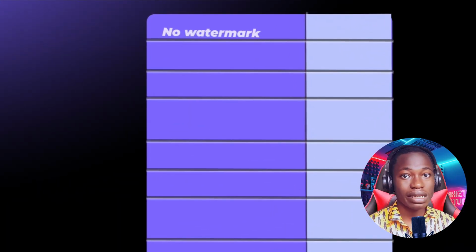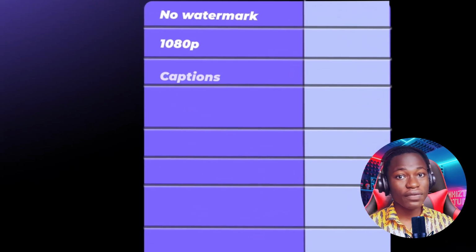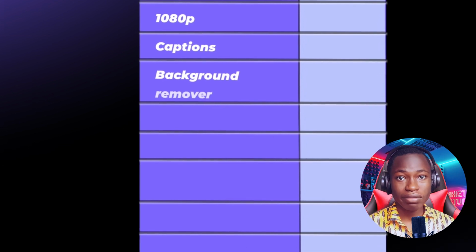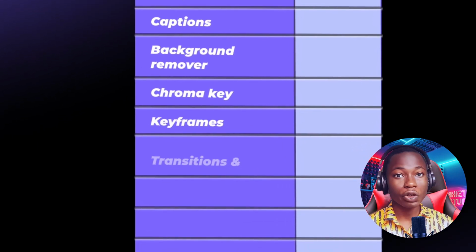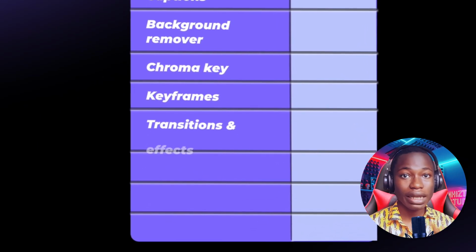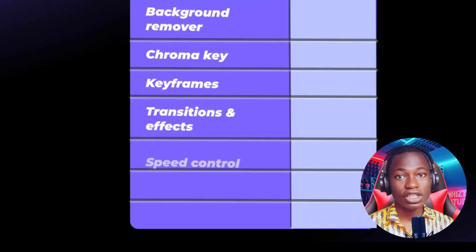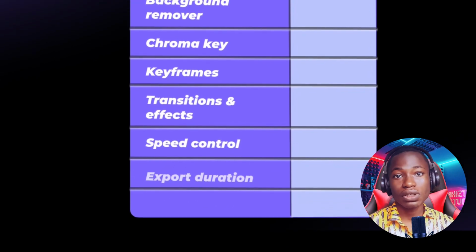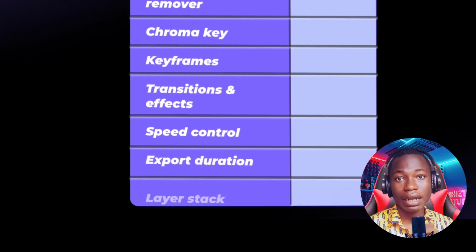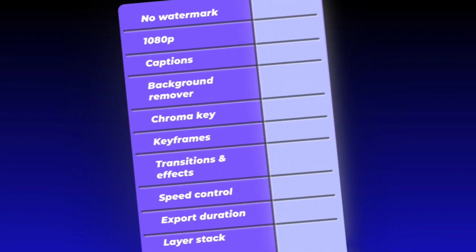So here is how I break it down. I ran all these 6 editing apps through the same test using 10 video features that actually matter to creators. Like, can you export in 1080p with no watermark? Does it give you auto caption and a proper background remover? Is there chroma key, speed control with curves, and keyframes you can actually animate with? I also checked for transitions and effects, how long your exports can go, like over 10 minutes, and how many layers you are allowed to stack on the timeline.